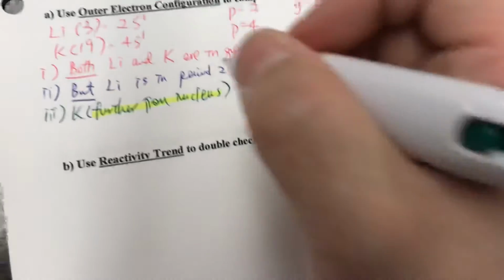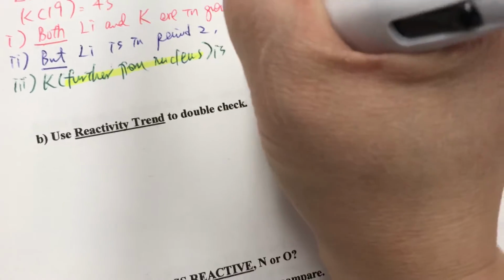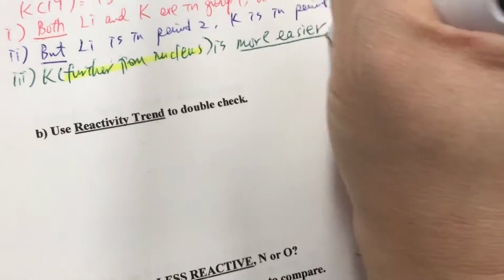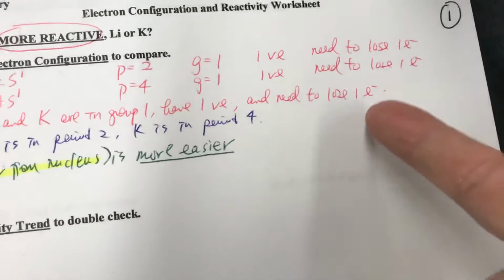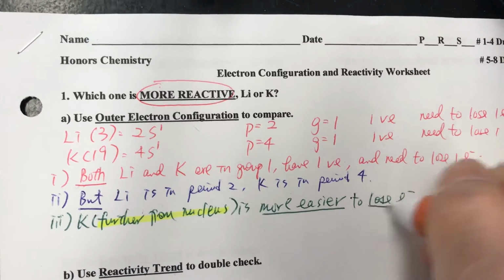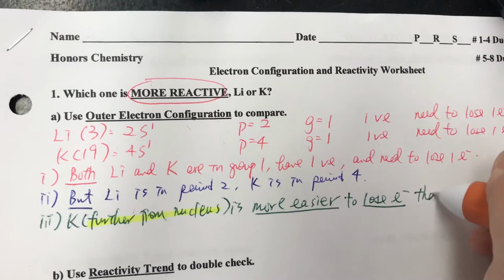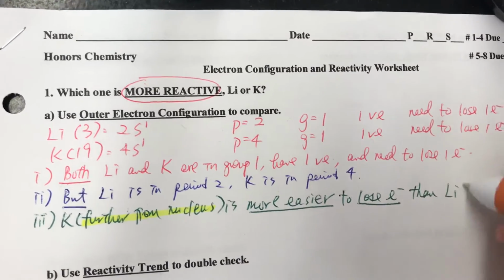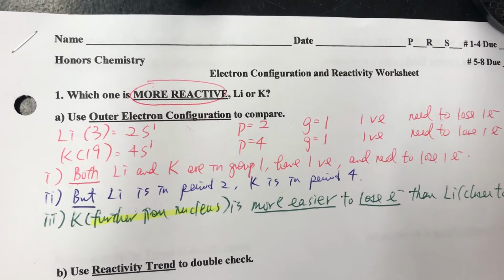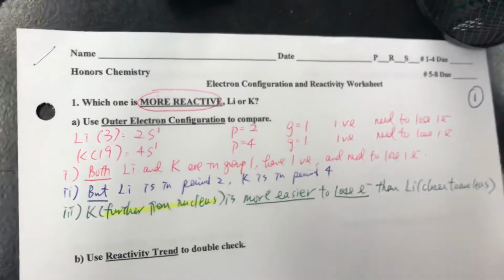Okay, then is more easier. So we underline more easier. More easy to do what? More easy to lose electron than Li, which is closer to the nucleus. And we highlight the reason.